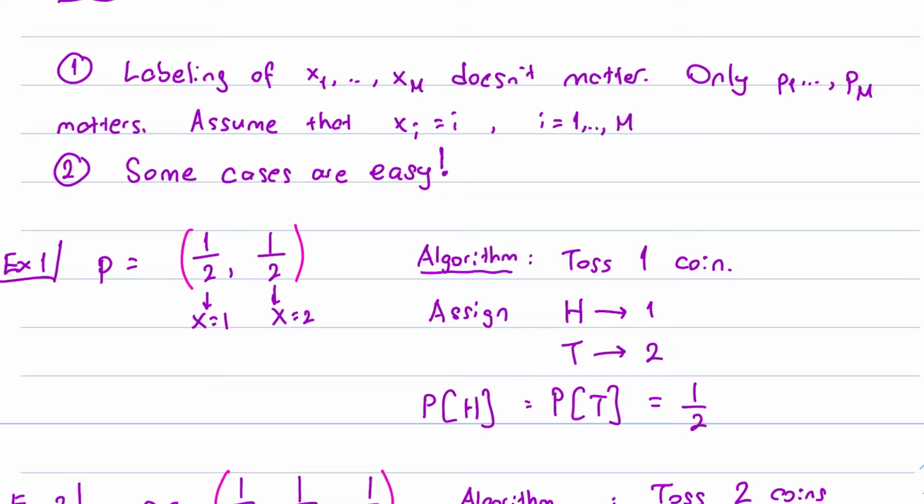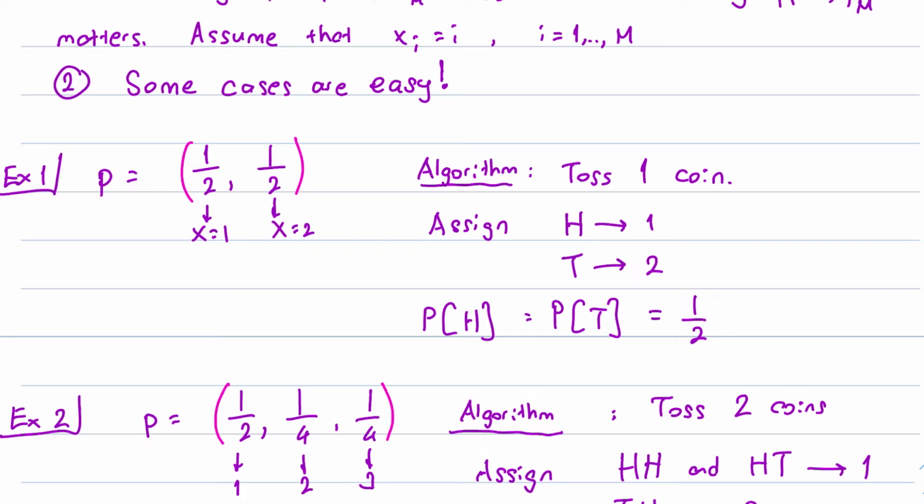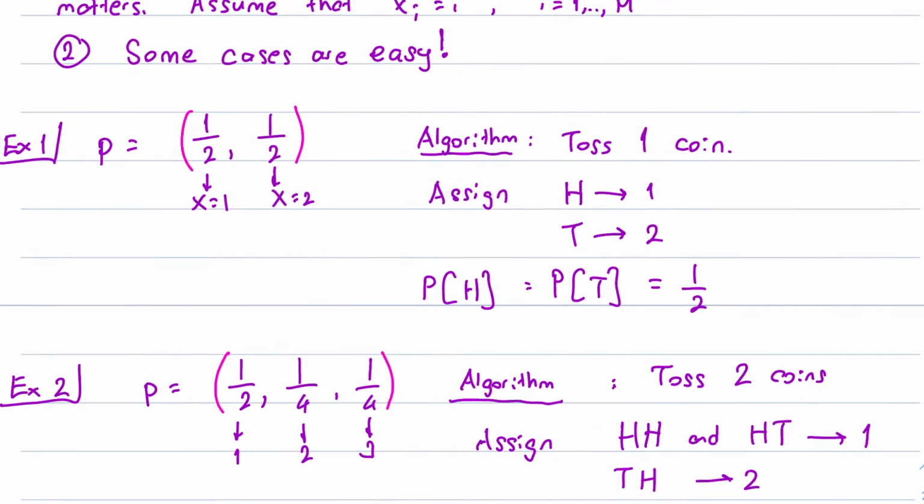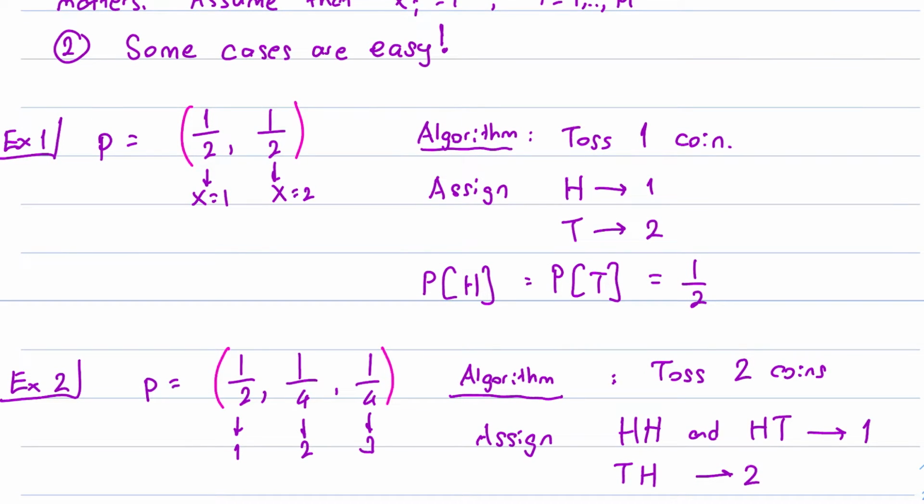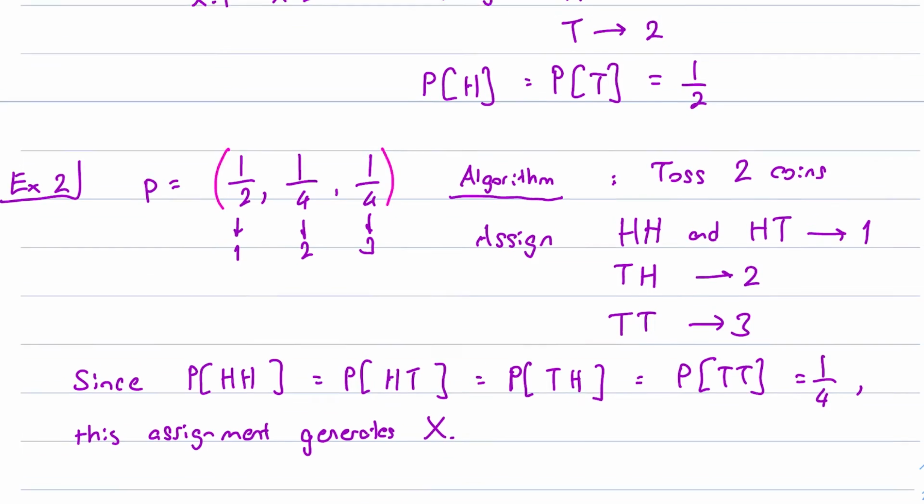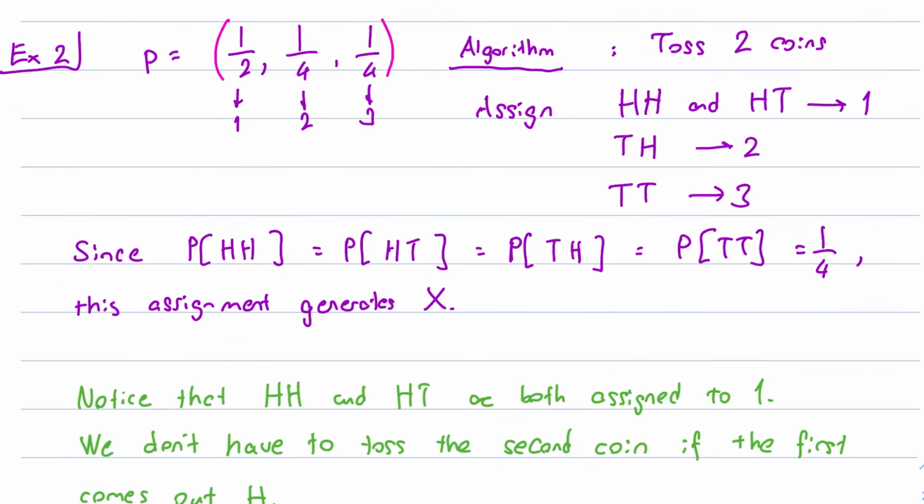And secondly, some cases are easier than the others. The first easy case is the p equals 1/2, 1/2 case. And we can generate this random variable by just tossing one coin. If we assign heads to 1 and tails to 2, we see that the distribution of this assignment is exactly 1/2, 1/2.